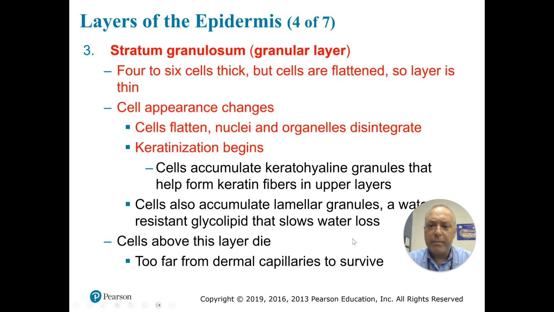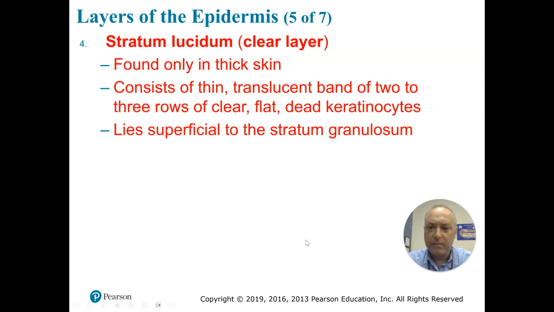Okay, next the stratum granulosum, this granular layer, 4 to 6 cells thick. The cells are flattened, and in the stratum granulosum, this is where keratinization begins. So the cells start to accumulate keratin, and these cells will die as they approach the surface.